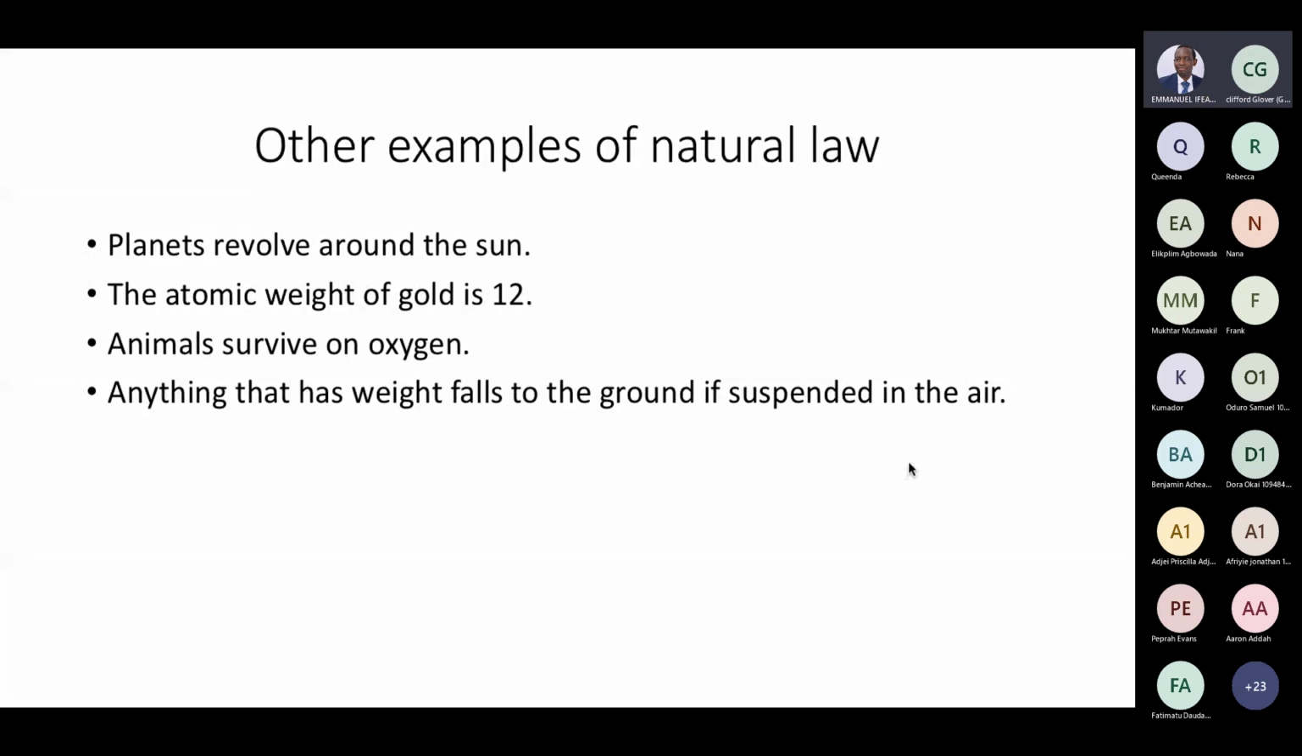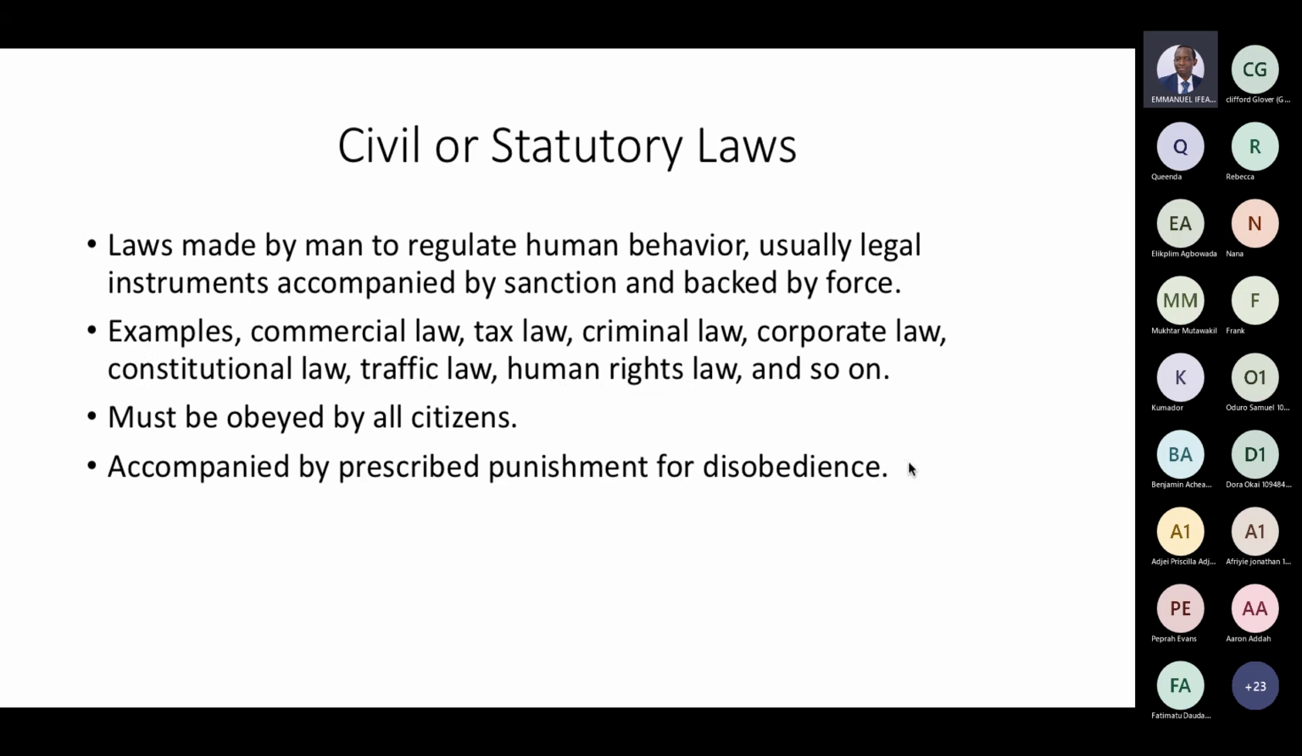Other examples of natural law: planets revolve around the sun, the atomic weight of gold is 12, animals survive on oxygen, anything that has weight falls to the ground if suspended in the air. Okay. Then we have civil or statutory laws. And these are laws made by man, or you can call them man-made laws to regulate human behavior. So they are usually legal instruments accompanied by sanction and backed by force. Examples: we have commercial law, tax law, criminal, corporate, constitutional, traffic, and human rights law, and so on. They must be obeyed by all citizens, and they are usually accompanied by prescribed punishment for disobedience.